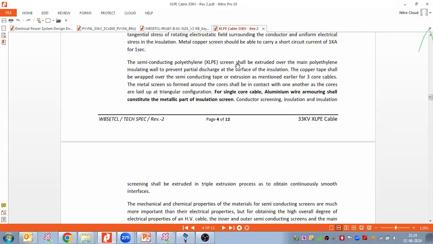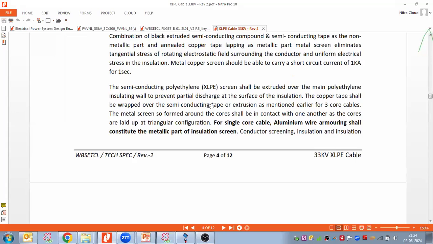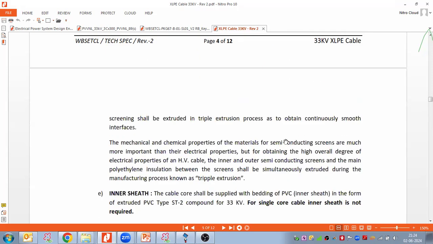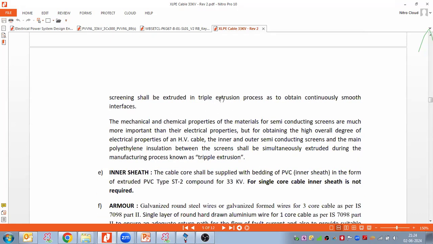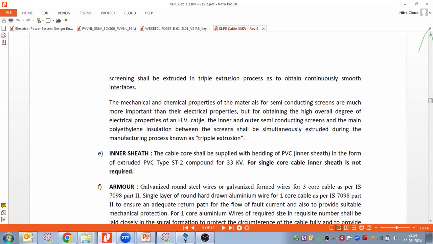The semiconductor screen shall be extruded over the insulation, and the copper tape shall be wrapped over the semiconductor extrusion for 3 core cable. The metal screens formed around the core shall be in contact with one another as the cores are cross laid. For single core cable, the aluminum wire armor shall constitute the metallic part of the insulation screen. Conductor screening, insulation and insulation screening shall be extruded in triple. This is the part of the manufacturing that they are putting, the triple extrusion. This is the manufacturing process of the conductors.